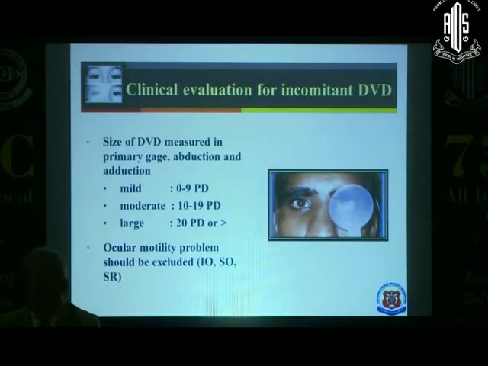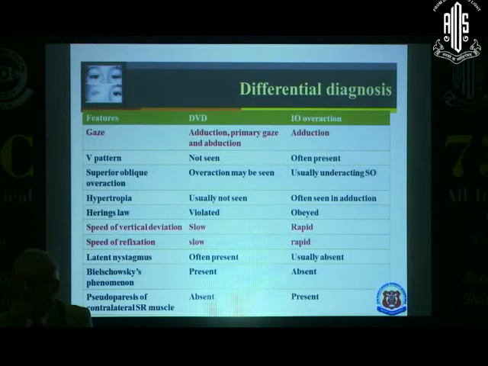The size of the DVD is measured before we decide on the management, and we also have to look for concomitance. That means we look at the amount of updrift in adduction, abduction, and primary elevation. The main differential diagnosis is primary inferior oblique overaction, and I would like to highlight only the point that primary inferior oblique overaction is marked in adduction, whereas DVD is present in all the gazes, and the speed of vertical deviation and refixation movement is slower in DVD and rapid in inferior oblique overaction.